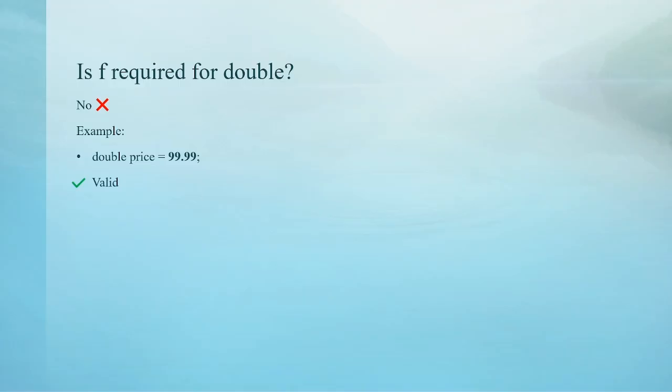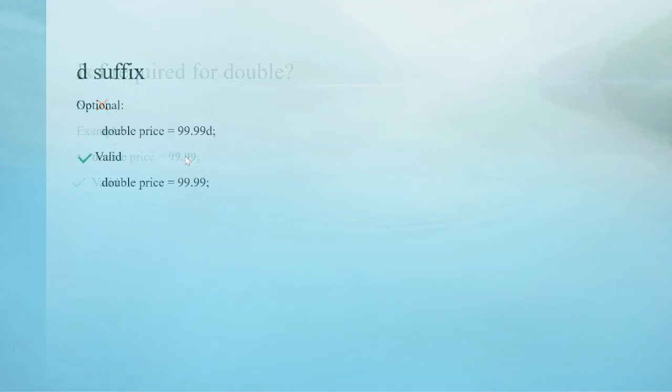Remember from our previous video that Java treats decimal numbers as double by default. So we do not need to add D when assigning a decimal literal to a double. So this is perfectly valid: double price is equal to 99.99. D is optional here. Java already understands 99.99 as a double literal.